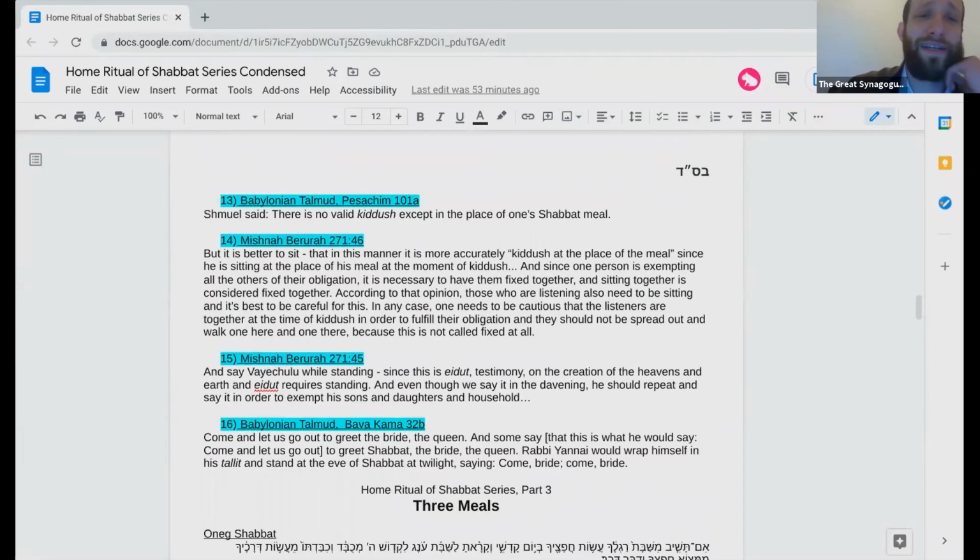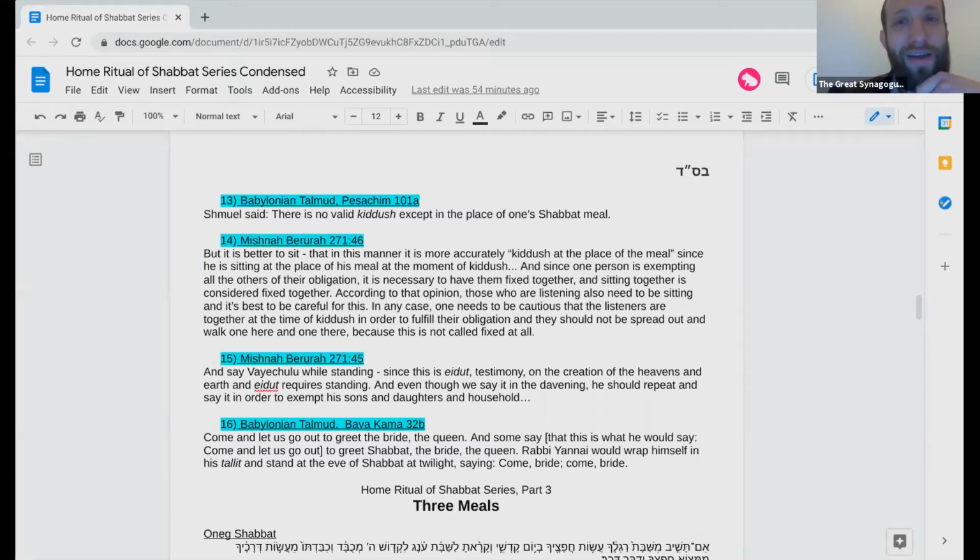Okay, source 13. Shmuel said, this is from the Talmud, there's no valid Kiddush except in the place of one's Shabbat meal. This is relevant because people know we make Kiddush in shul. We do it both Friday and Saturday. It was established Friday night actually for travelers, so that people would at least hear Kiddush even if they didn't have a meal to go to. But Saturday we always do it because you have to make Kiddush if you're going to eat anything. We don't eat Shabbos day before making Kiddush.